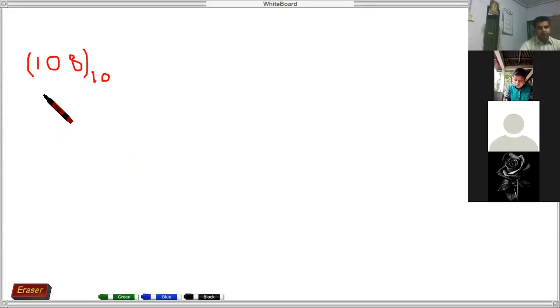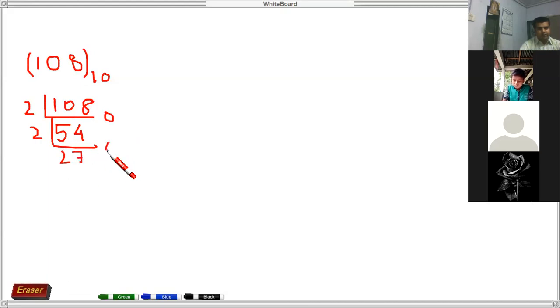How will we do it? We will do continuous division. That is, 108 divided by 2. This becomes 54, since 2 fives are 10 and 2 fours are 8. No remainder, so remainder 0. Then we will divide again. This gives you 27. Again, you have remainder 0.